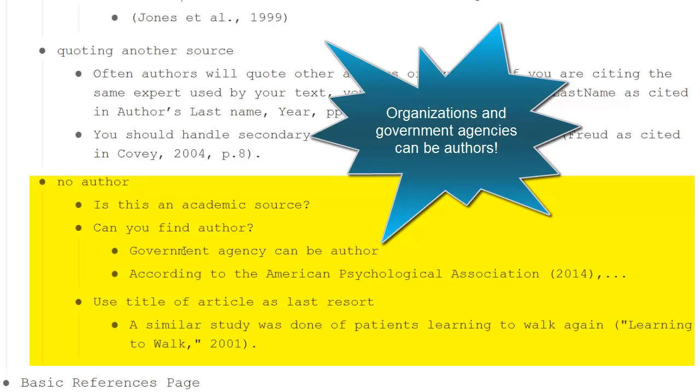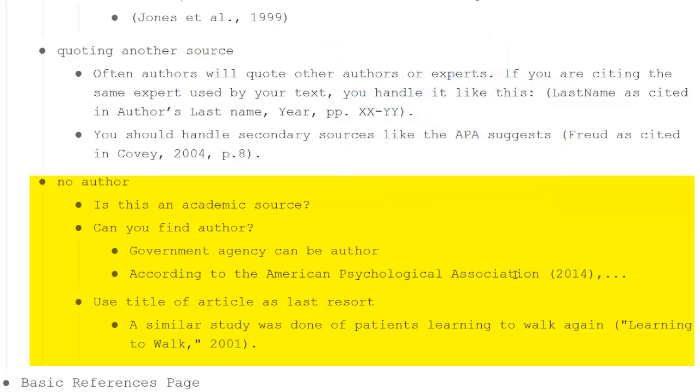So your government agency can be an author. Your association can be an author. So if you're on Oregon.gov and you find some good information from DHS, you can cite Department of Human Services or Child Support Division, whatever that author is of that document, you can cite that agency.